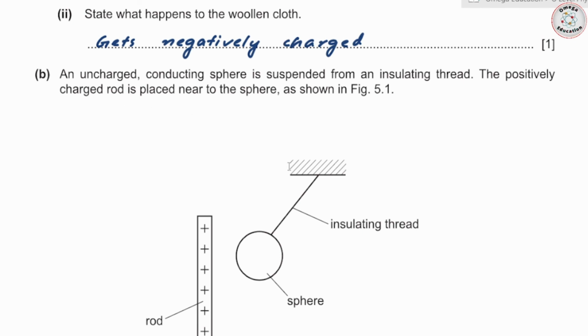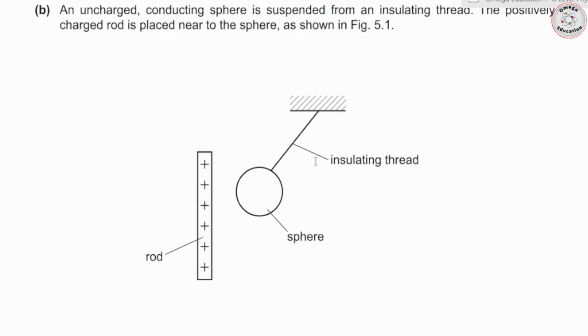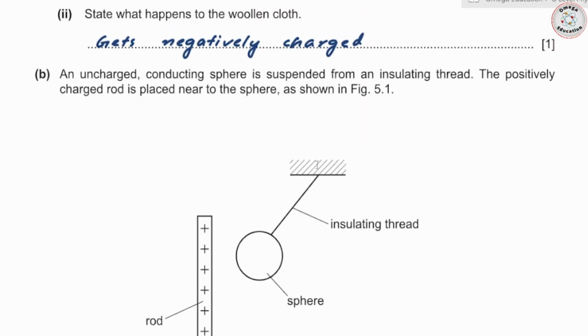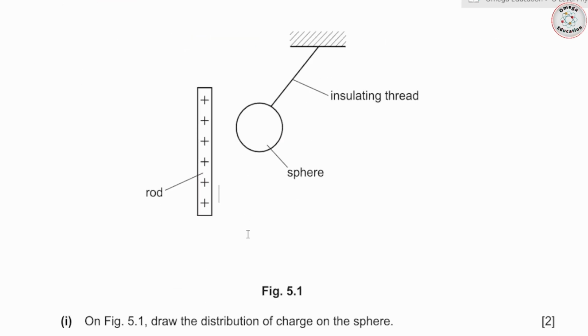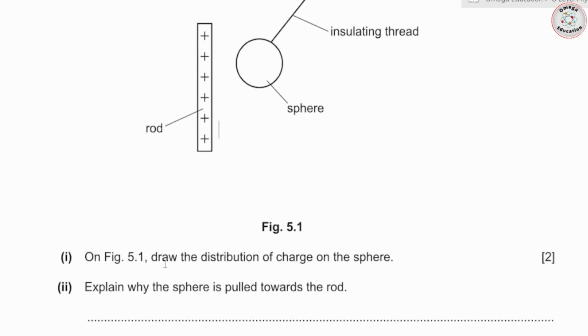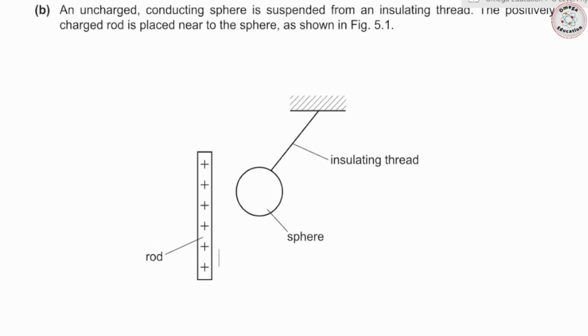The positively charged rod is placed near to the surface as shown in figure 5.1. An uncharged conducting sphere, so this sphere was previously neutral. That implies it had an equal number of protons and electrons, an equal number of positive and negative charges. On figure 5.1, draw the distribution of the charge on the sphere.